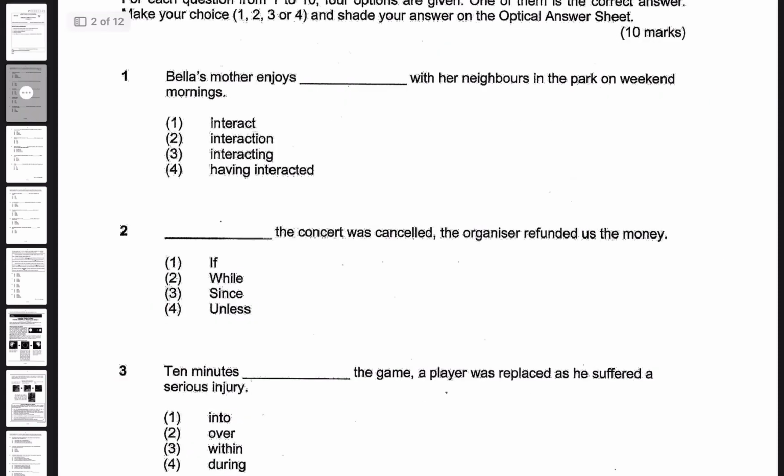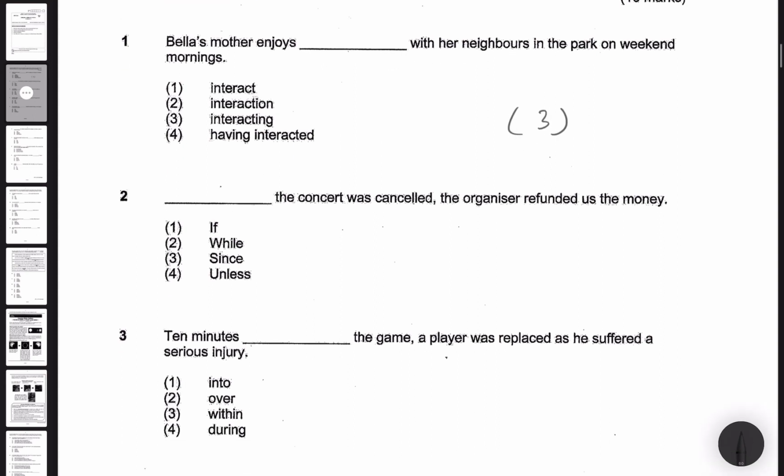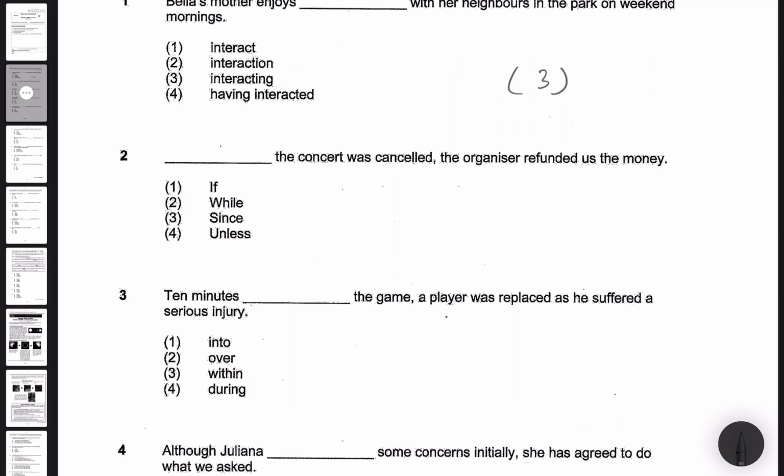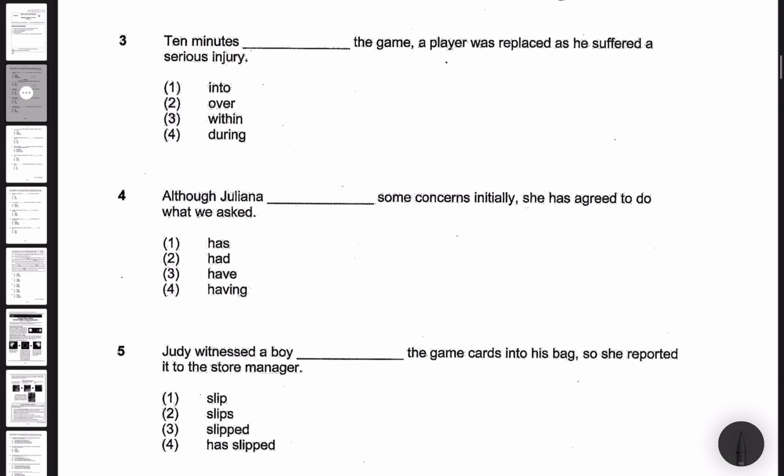Question 1. Now, Bella's mother is straightforward. Bella's mother enjoys interacting, okay, with her neighbors. I don't think there's any issue. Then next question 2, the concert was cancelled, the organizer refunded us the money. So this is the reason, right? How do we introduce a reason? We use since. Alright, so far so good, right?